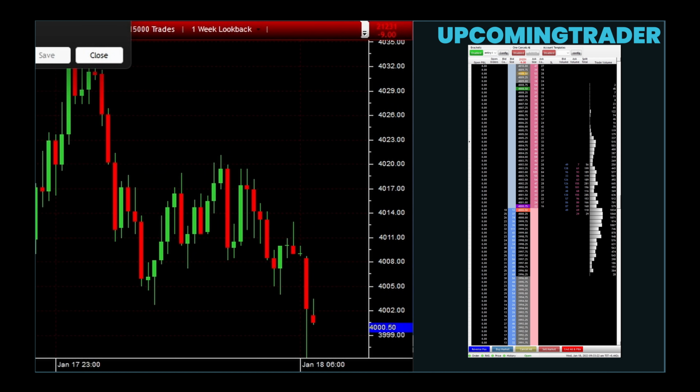Flags and pennants are continuation patterns that show brief pauses before the price continues in the direction of the trend. When you see a flag or pennant forming, volume should decrease during the consolidation phase and then spike when the breakout occurs. This helps confirm that the trend is continuing and that the breakout is real.